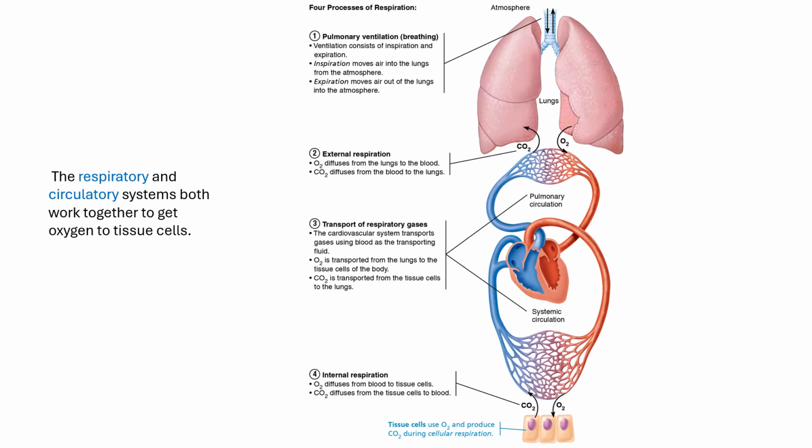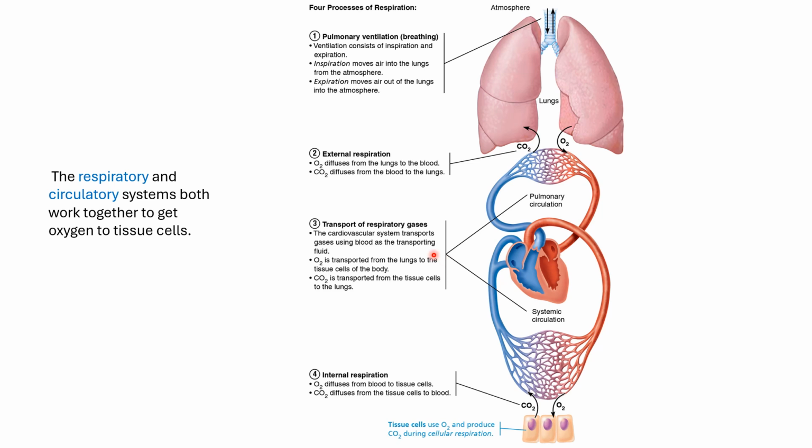And then the second step is external respiration. So now the air has come into the lungs. In the lungs, the oxygen diffuses from the lungs to the blood, and the carbon dioxide diffuses from the blood to the lungs. So this process is known as external respiration.